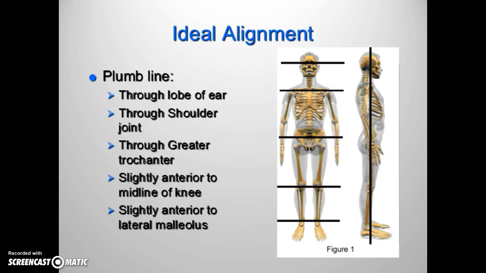Now when you look at the plumb line, it goes through the lobe of the ear, through the shoulder joint, through the greater trochanter, slightly anterior to the midline of the knee, and slightly anterior to the lateral malleolus. From a lateral position, ideal alignment involves the following. There's slight lordosis of the cervical spine, but the head is supported with minimal muscular effort without any rotation or tilt or retraction of the head.